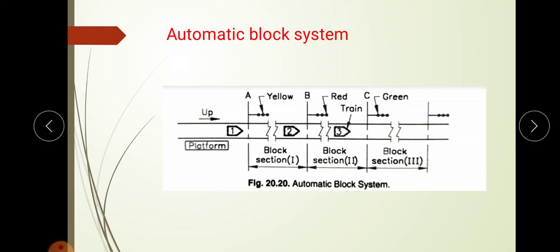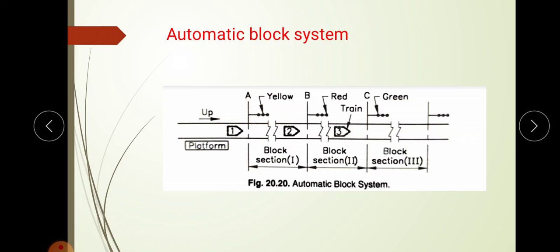Here in this system, 3 aspects of color signals are there: yellow, red and green. Colored signals are used, and in this figure there is block section 1, block section 2 and block section 3. The train is moving in this direction. Before entering any section, all the signal lights in normal conditions are green. That is, in normal condition the signal is green.